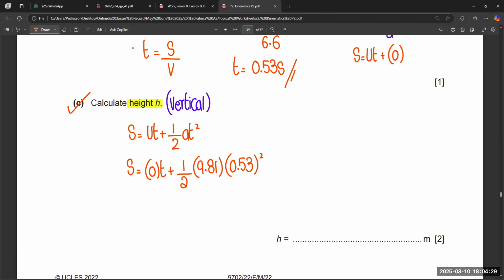Is 0.53 squared, multiplied by 9.81, divided by 2. That gives 1.37, or rounded off, 1.4 meters. So this is the answer for the height given.